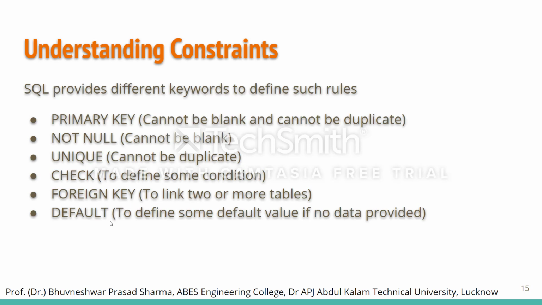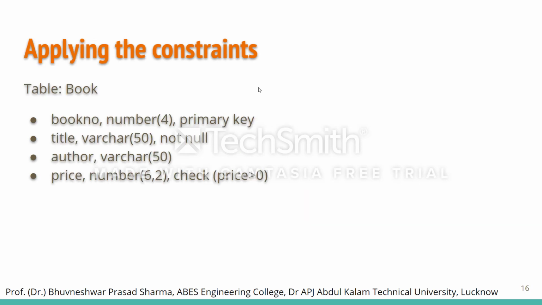Then we can have the default. Default is used when we are putting some default values, when no data is provided. So these are different rules or constraints that are generally used in a database while adding data. This is generally used when we create a data dictionary. So the point is how to apply the constraints.